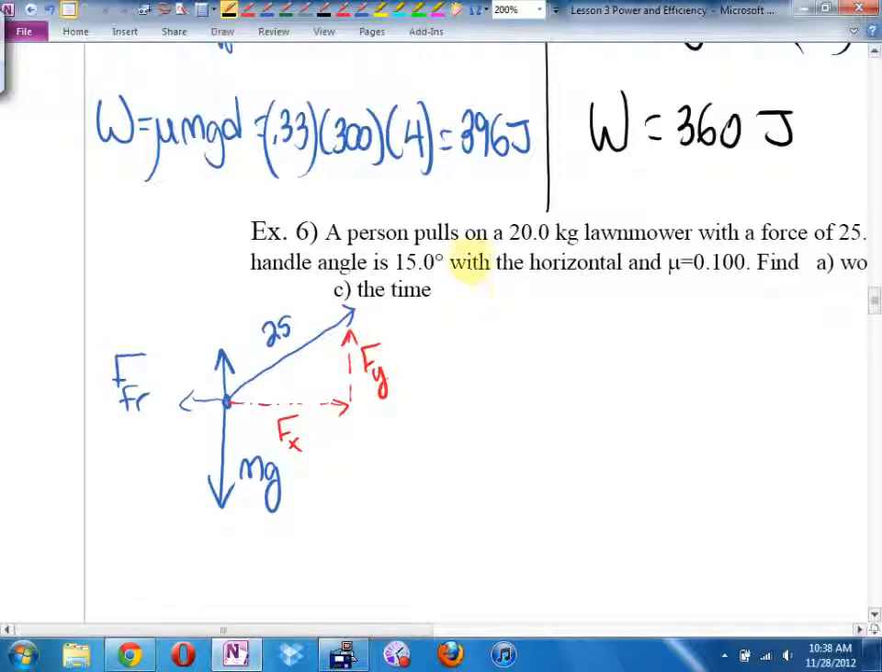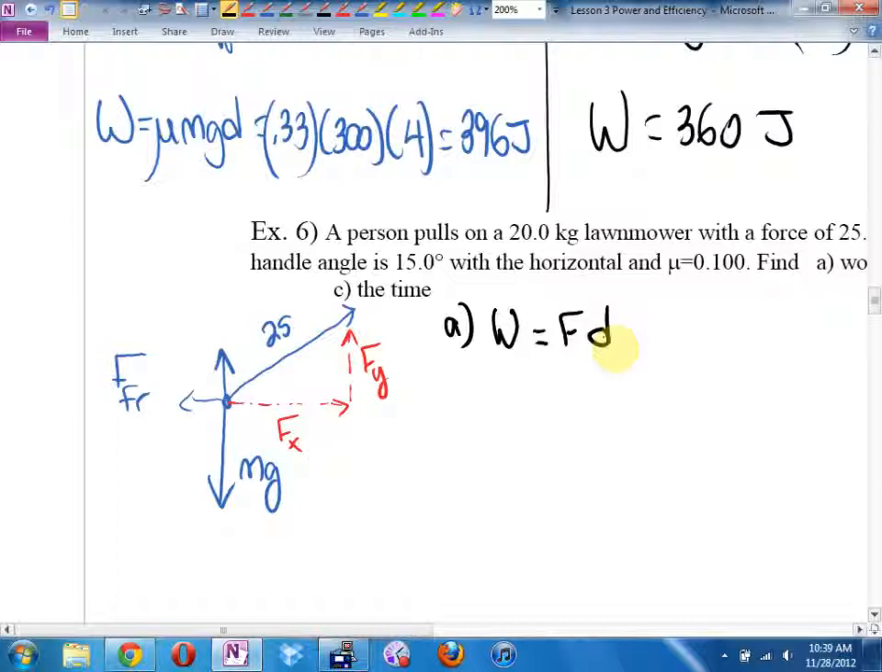All right, let's see if we can tackle this. John, what's A asking me to find? Work done by, sorry? The person. Okay. Work is going to be force times distance. I see they did give me a distance, yes? Now, careful. Which force am I going to use if I want to calculate the work done by the person? My bad. Fx, not the 25. I have to use the horizontal. Why? Because the distance is horizontal.